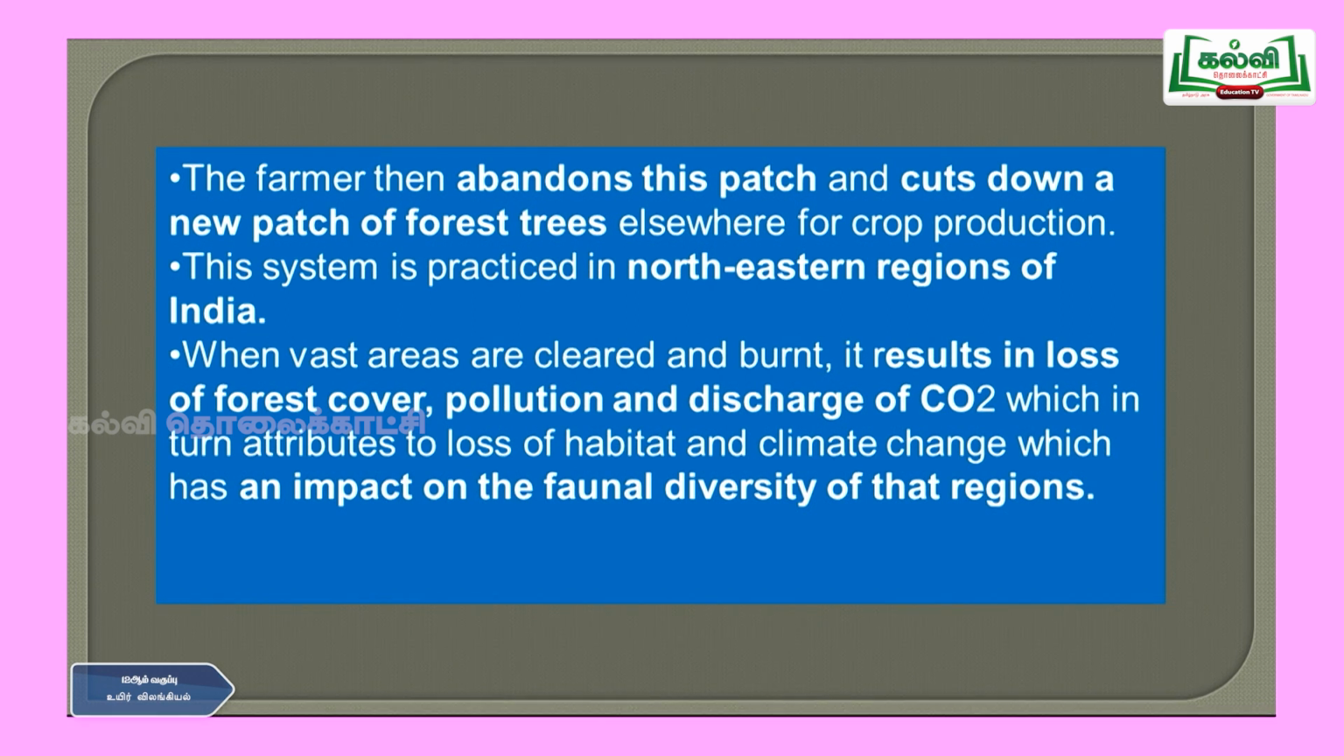When vast areas are cleared and burnt, it results in loss of forest cover and pollution, discharge of carbon dioxide, which in turn contributes to loss of habitat and climate change, which has an impact on the faunal diversity in those regions. When we go on burning these plants, what will happen? The forest areas will be cleared and no more forest regions will be available. So that also decreases the diversity of the animals.